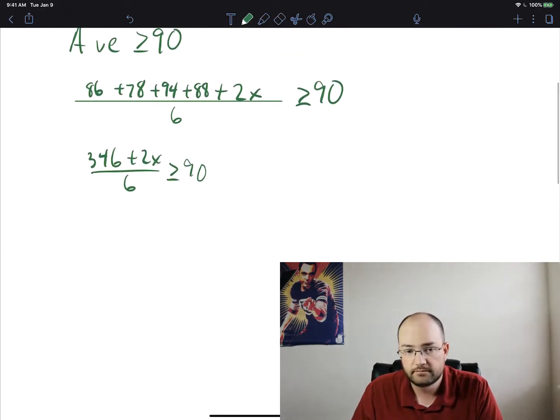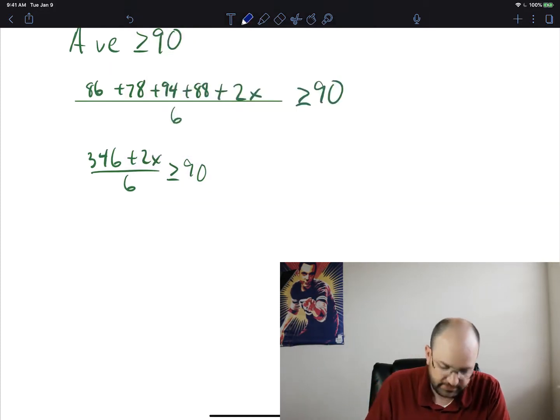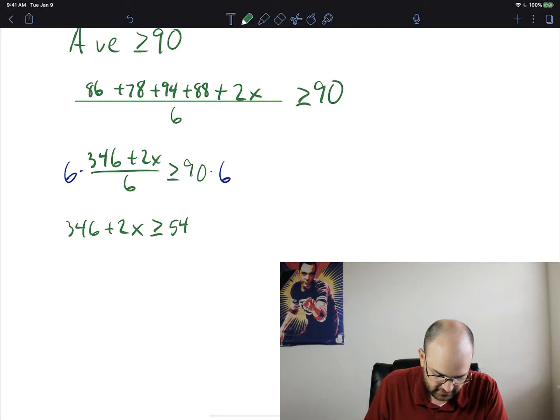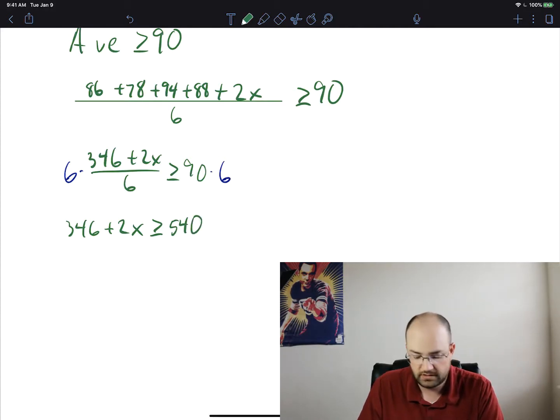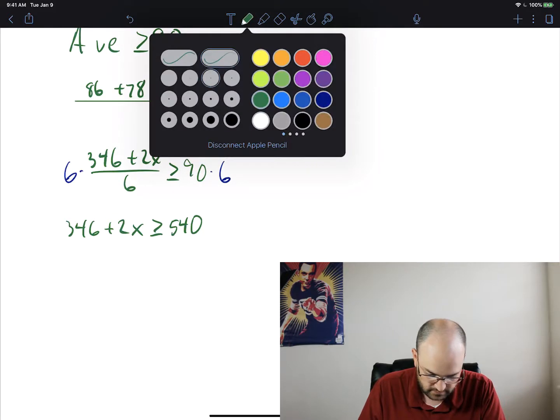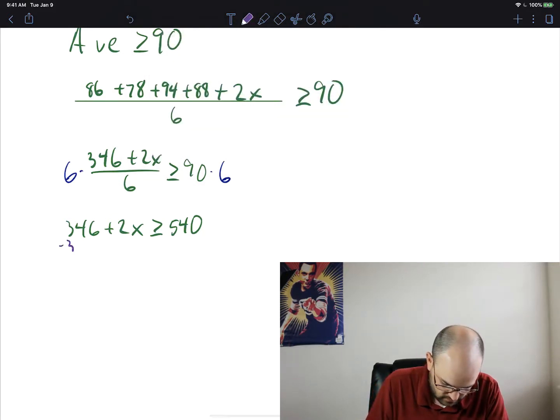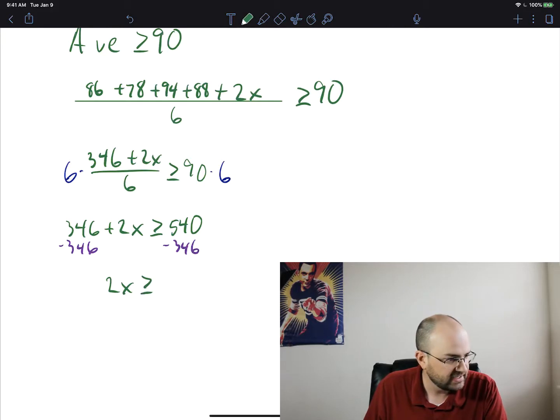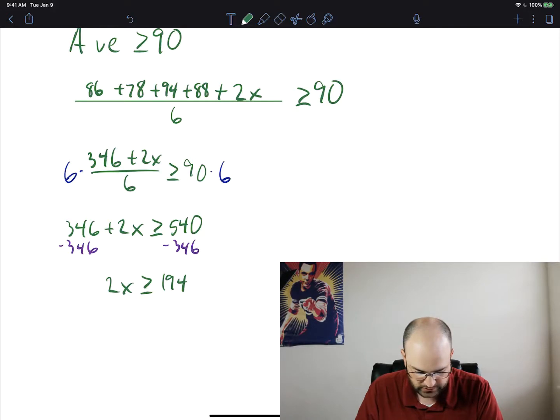Now let's solve. The first thing you want to do is multiply both sides by the LCD, which in this case is 6. So you're left with 346 plus 2x is greater than or equal to 90 times 6, which is 540. And then just subtract 346 from both sides. The left-hand side, you're just left with 2x. The right-hand side, you're left with 194. So we have 2x is greater than or equal to 194.